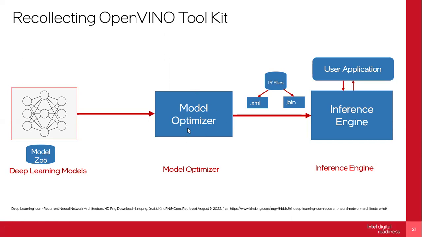And the next one is Model Zoo. From the Model Zoo we are going to apply the Model Optimizer, and after the Model Optimizer we are going to reduce the size of the XML and bin files. Then, using any user application, the Inference Engine will show you the image. Okay. This is how OpenVINO will work.